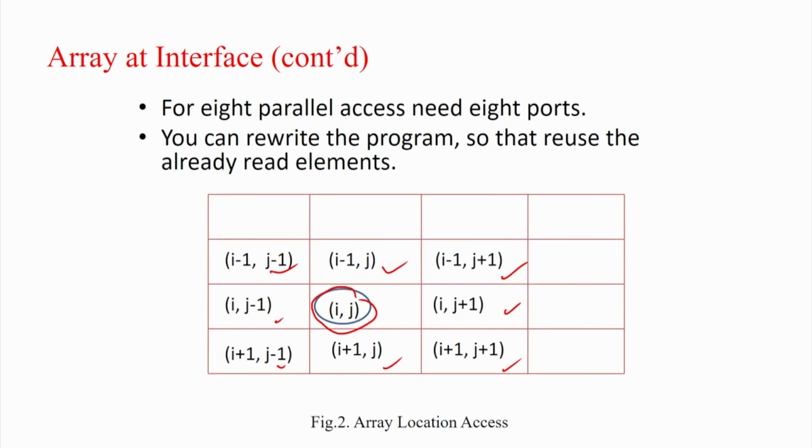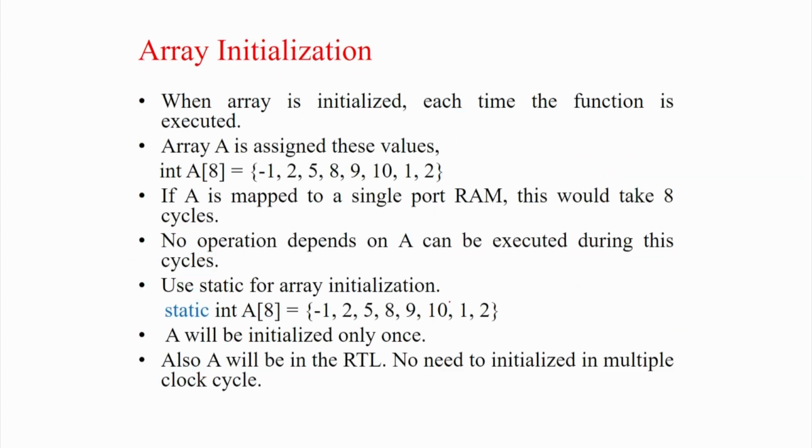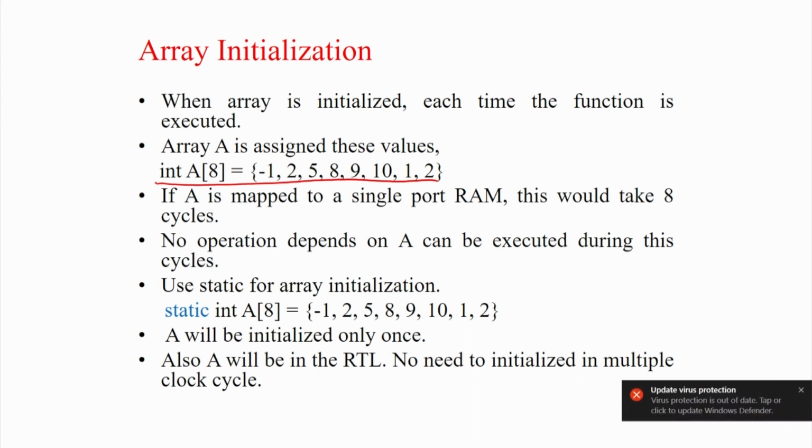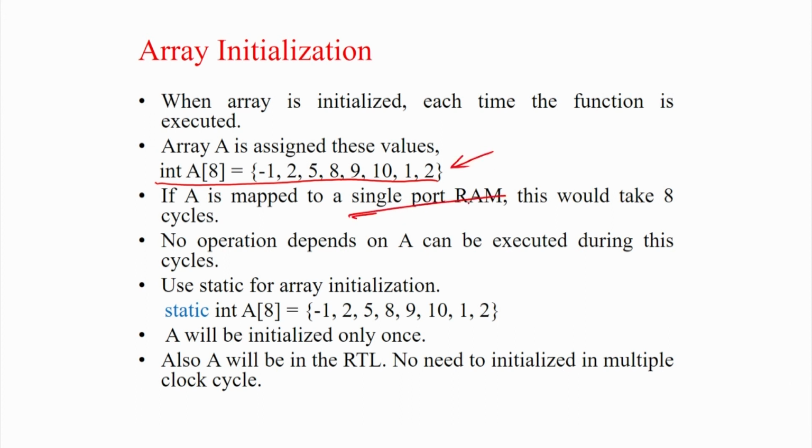Okay, I will move to the next topic, array initialization. We always initialize some arrays in our design. You just define A8 equal to this, and if you do it inside a function or in your main, every time you call that function it gets initialized. The problem is, suppose this is mapped to a single port RAM, what will happen?